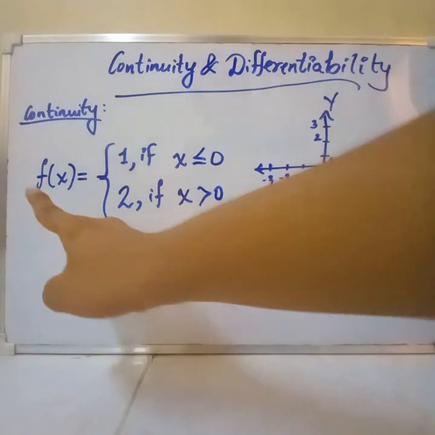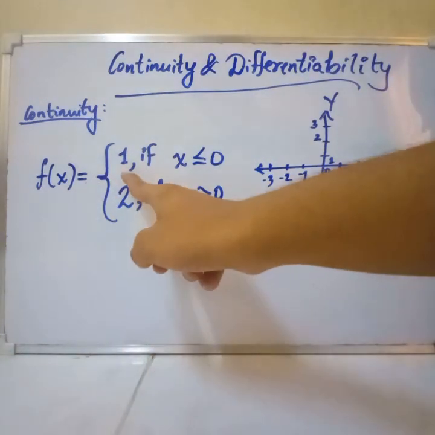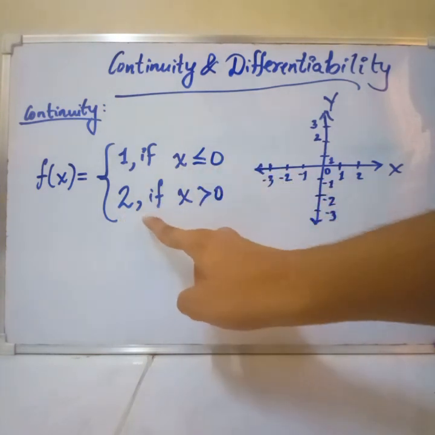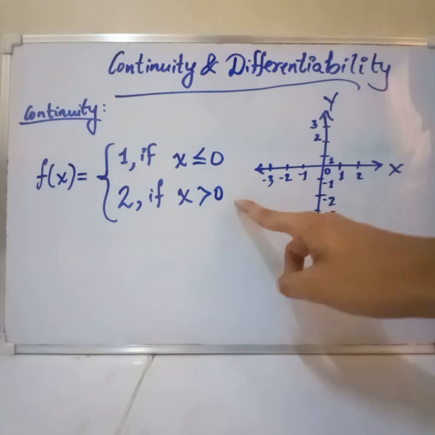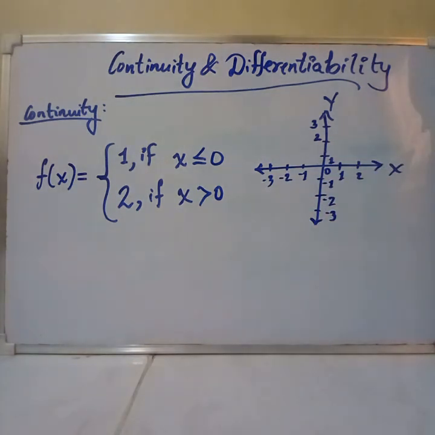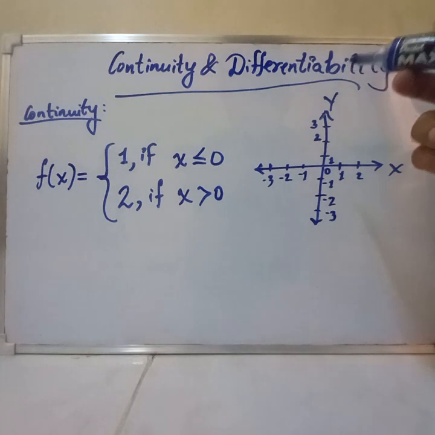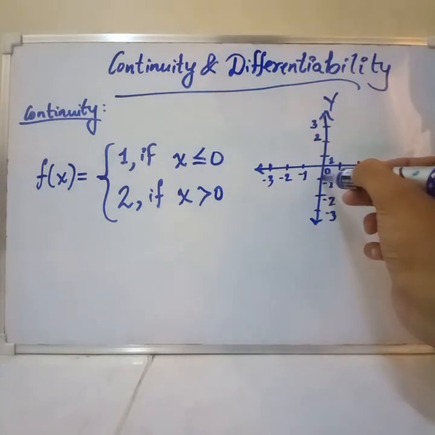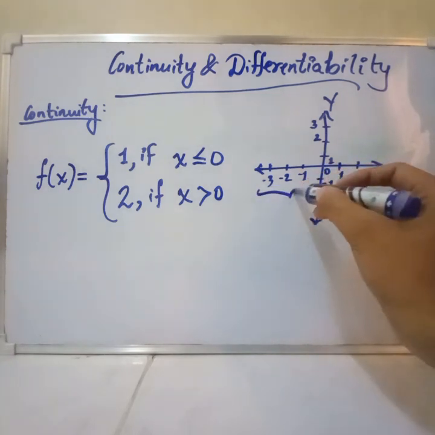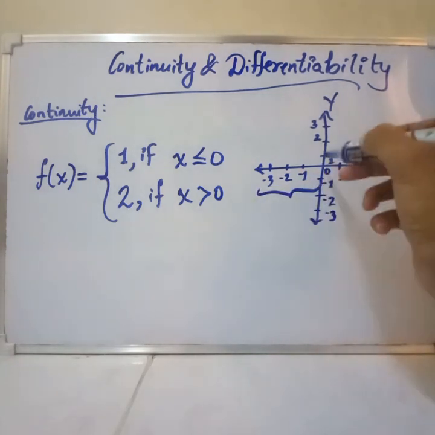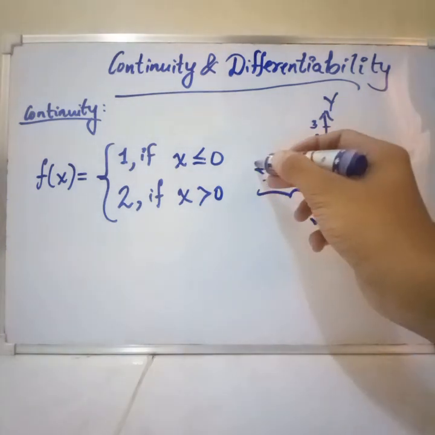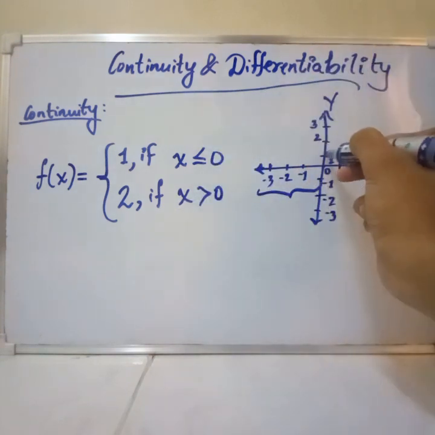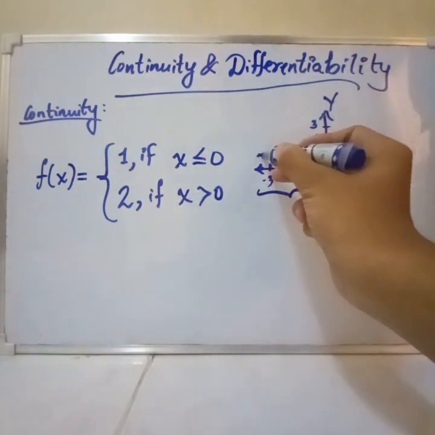So we are having a question here, f of x is equal to 1 if x is less than or equal to 0, and it is equal to 2 if x is greater than 0. So we'll be graphing this equation first and let's check it out. So when x is less than or equal to 0, that means it has to be from this region till the point 0, right? Till this point it has to be x. So it is equal to 1. That means y is equal to 1 at every point when x is less than 0.